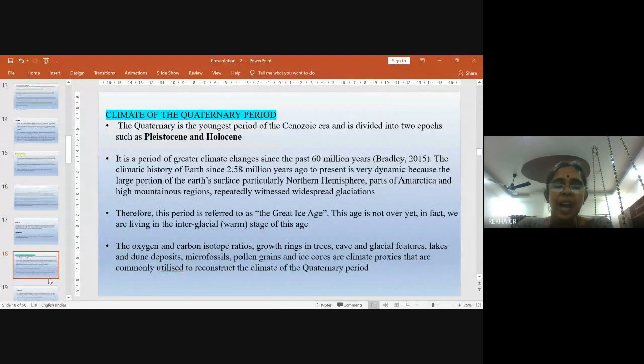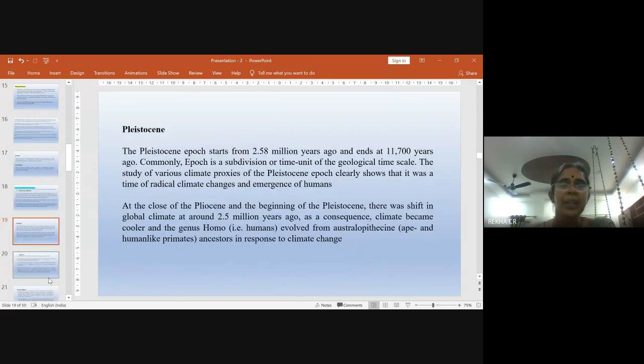So the oxygen and carbon isotope ratios, growth rings in trees, cave and glacial features, lakes, microfossils, pollen grains and ice cores are climate proxies that are commonly utilized to reconstruct the climate in the Quaternary period. So the Pleistocene starts from 2.58 million years ago and ends 11,700 years ago. So this epoch, or time unit of the geological time scale, was a time of radical climate changes and emergence of human beings.